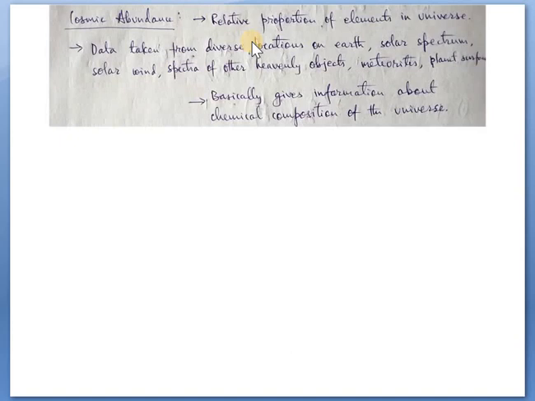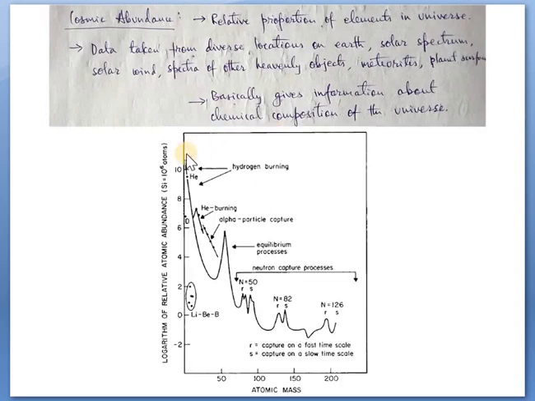Now for that, we have to take data from diverse locations on Earth, the solar spectrum, solar wind, the spectra of other heavenly objects, the moon, even meteorites and all that. And this basically gives us information about the chemical composition of the universe. So how does this data look? Well, it looks like this.